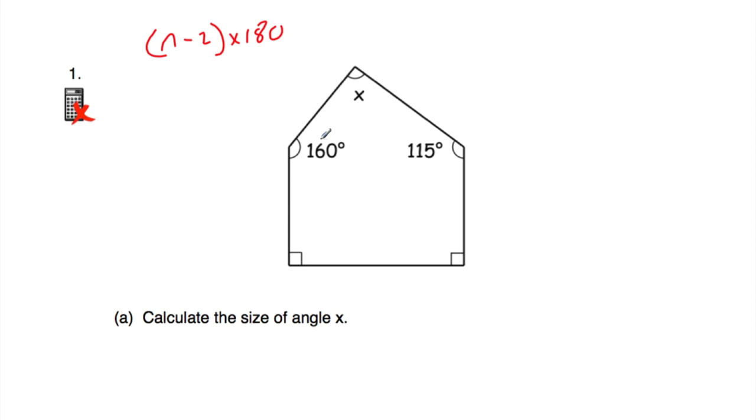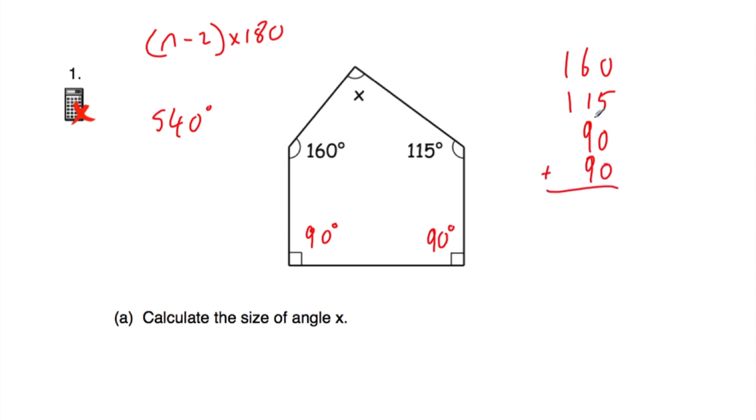So we've got this 160 degrees, we've got this angle here of 115 degrees, this is a right angle, so it's 90 degrees, and here's another right angle, so it's another 90 degrees. Let's add together our 160, 115, 90 and 90, and they'll be the angles that we've been given. Then if we take them away from 540 degrees, that will tell us what's left, and that'll be the size of angle X. So let's add the angles we've been given: 160, 115, 90, and 90.